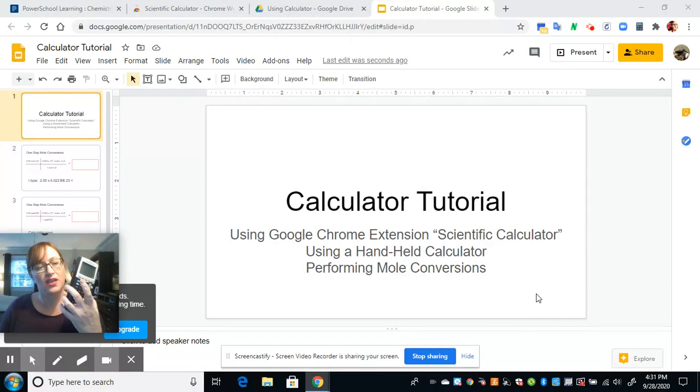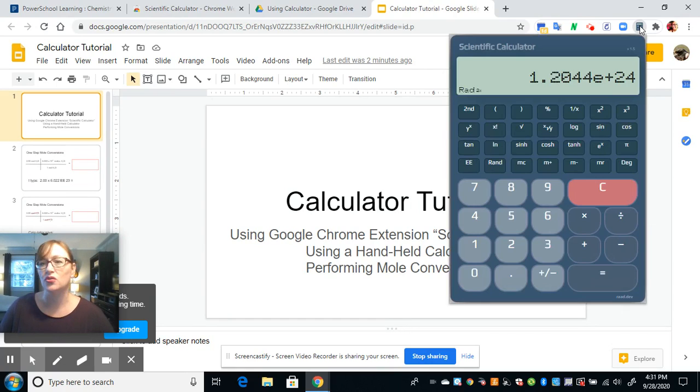So we are working on mole conversions, and we will be doing 1-step, 2-step, and 3-step, which is called stoichiometry. So you guys are going to need a calculator, or you can download this really cool Google Chrome extension and pin it to your toolbar. It looks like this, and it will give you a scientific calculator. You're going to need this EE button. We're going to learn how to type scientific notation into our calculators.